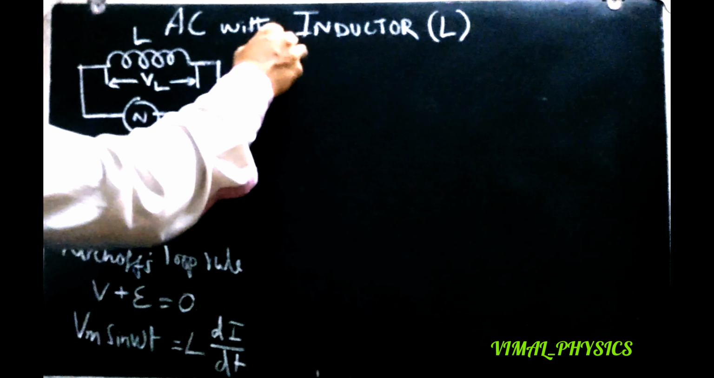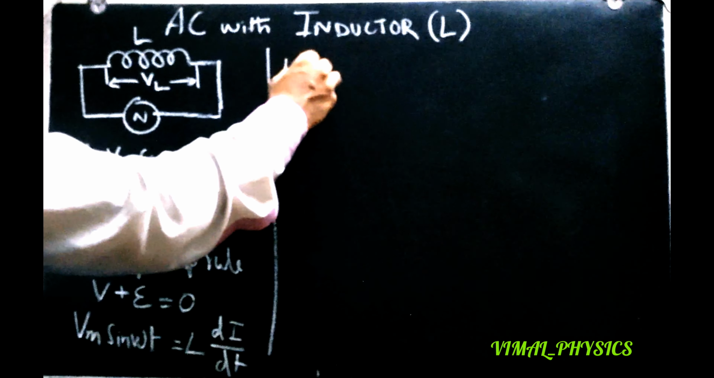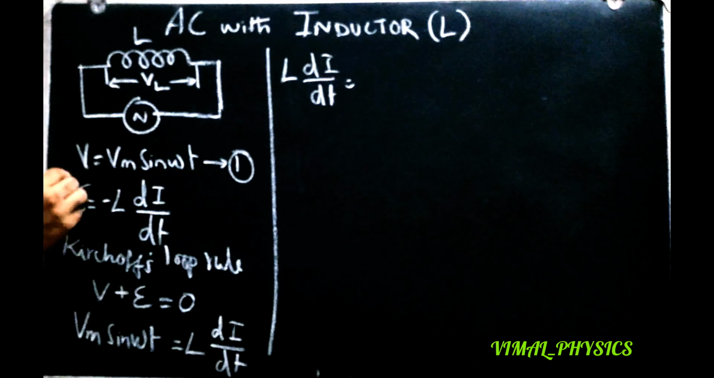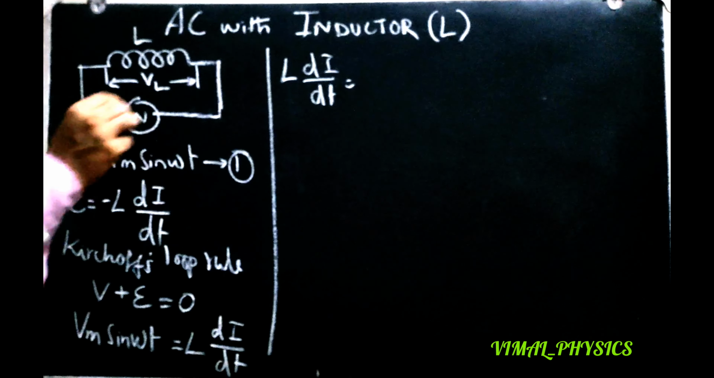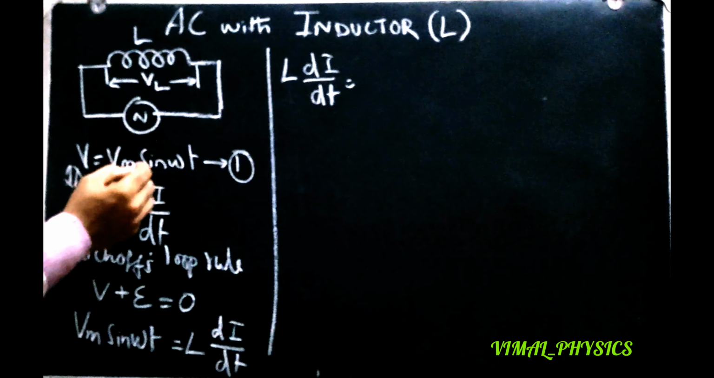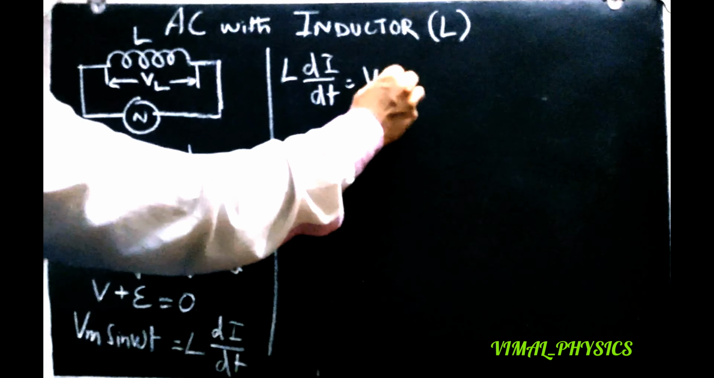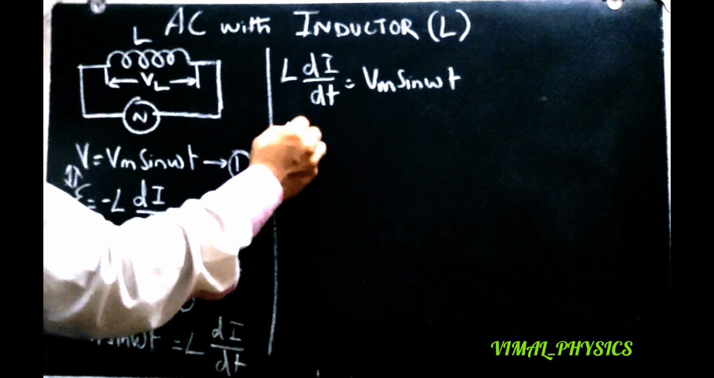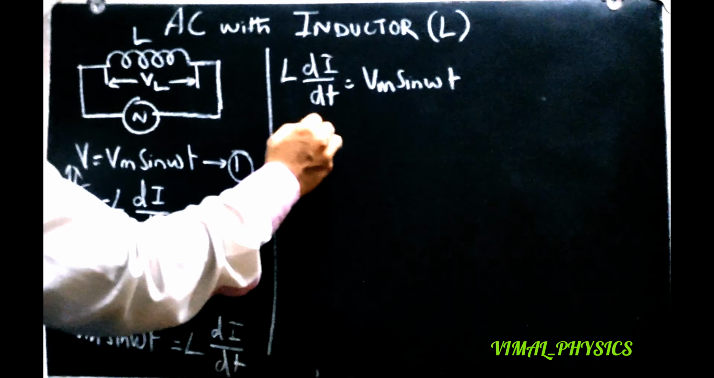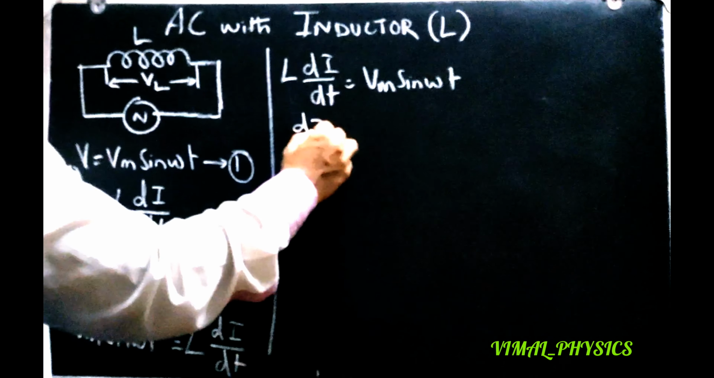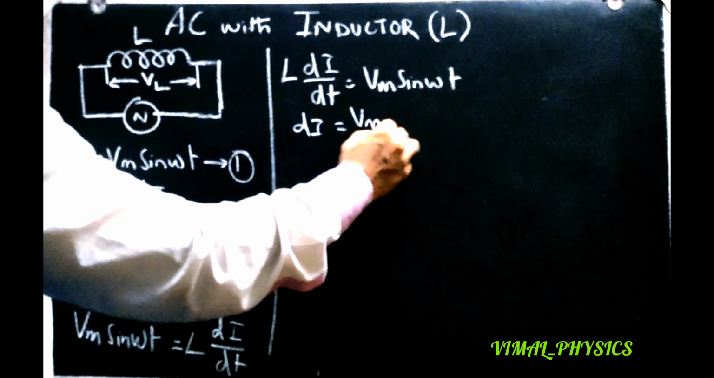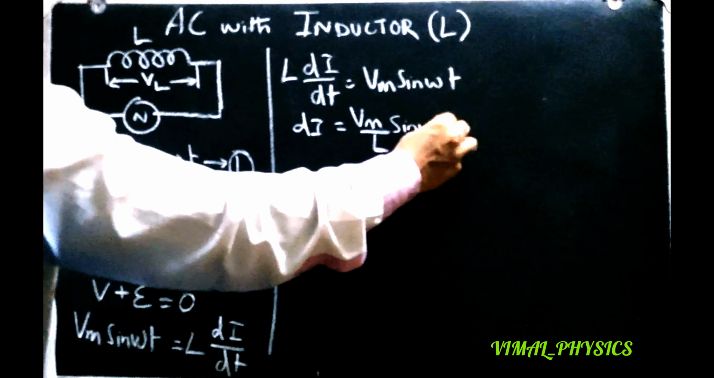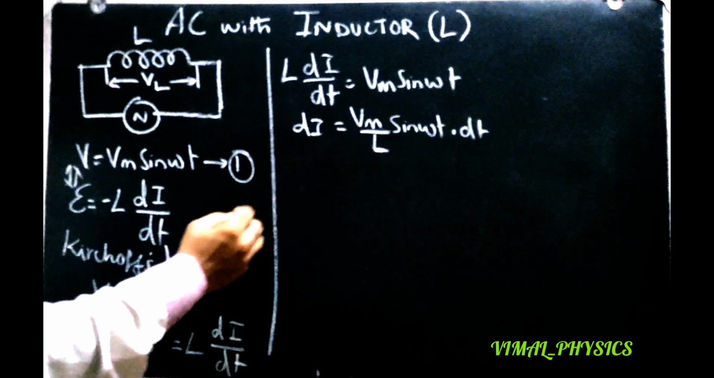The next thing is, we are going to separate di separately. So L into di by dt equals Vm sin omega t. Now I am going to rearrange it. Therefore, di equals Vm by L into sin omega t dt. I am breaking the expression.